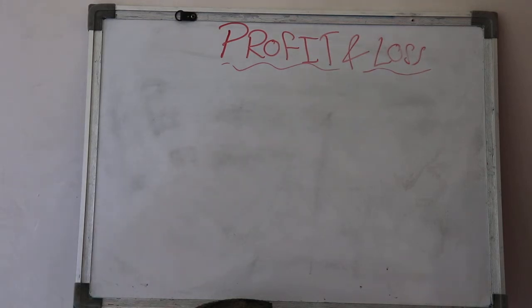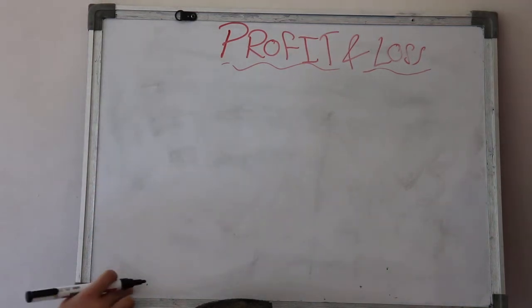So in my previous video I told you the formulas to find profit and to find loss. To find profit, we subtract cost price from selling price, and to find loss we subtract selling price from cost price. When selling price is greater than the cost price, there is a profit. When cost price is greater than the selling price, there is a loss. Now I'll tell you how we can solve the questions.